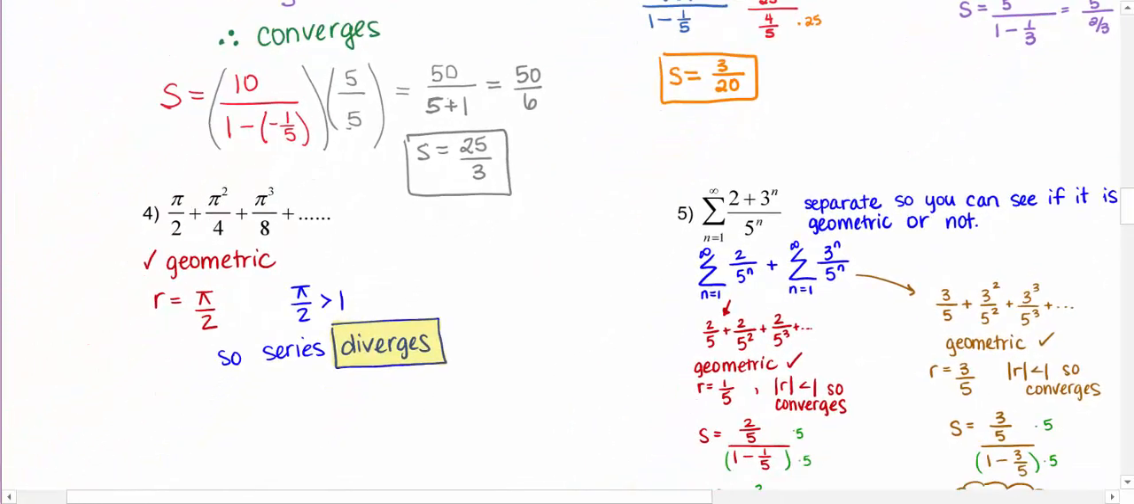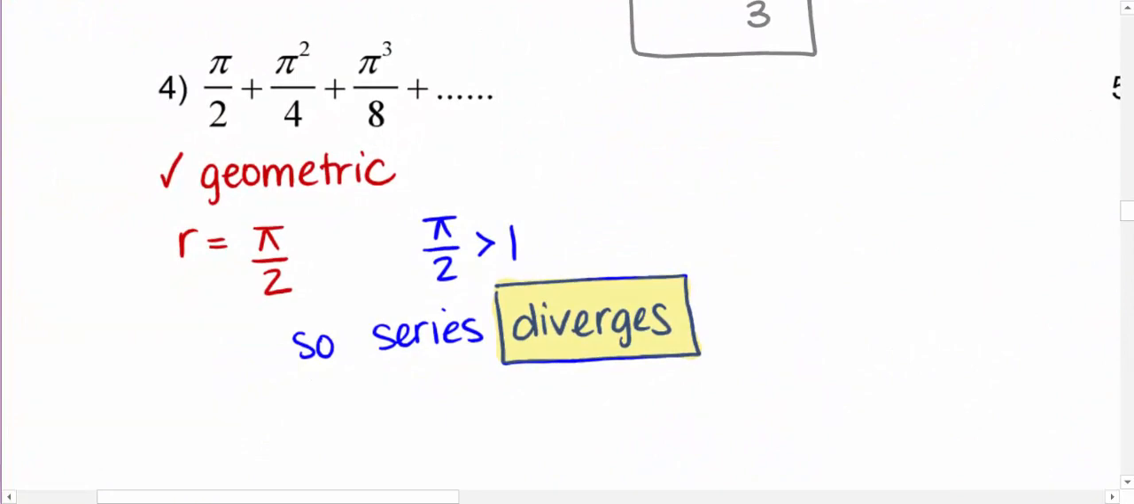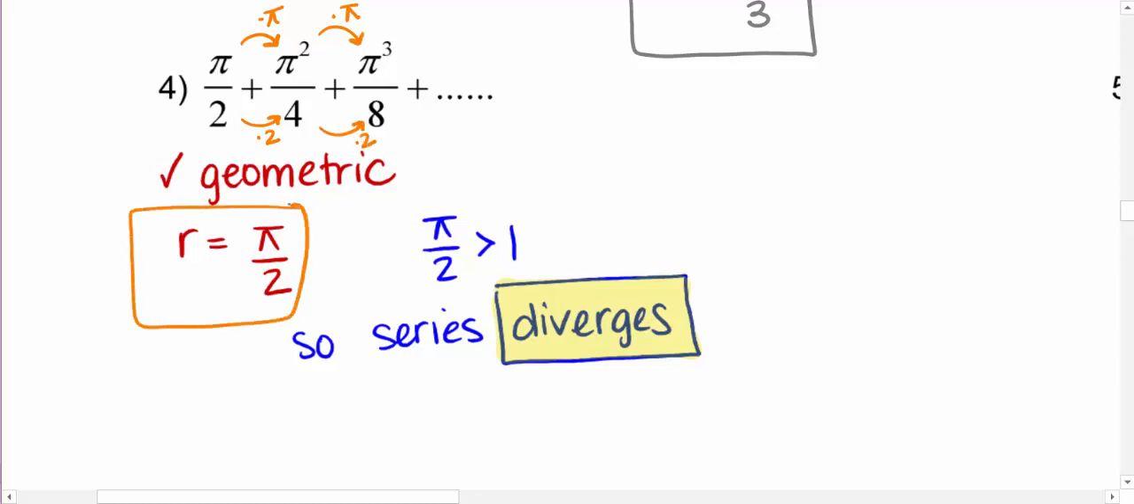so I did another one just so you could see what this looks like if it does not converge. So if I write out the terms pi over 2 plus pi squared over 4 plus pi cubed over 8 plus dot, dot, dot, so I've got this infinite series idea here. This is geometric. When you look from term to term, you're multiplying by pi in the numerator each time, and you're multiplying by 2 in the denominator each time, so your common ratio here is pi over 2. So that works great, it's geometric.